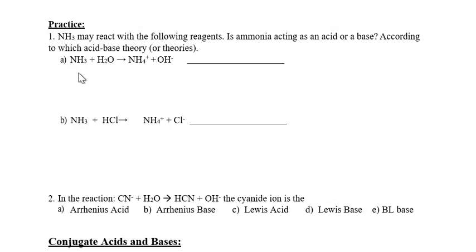Ammonia combines with water. According to the Arrhenius theory, anything that increases the hydroxide ion concentration in solution would be an Arrhenius base. And sure enough, we increase the hydroxide ion concentration, so we know it's an Arrhenius base. Is it also a Bronsted-Lowry base or acid? Well, the Bronsted theory says that ammonia is going to become ammonium, and it's going to accept a proton if it's the base. And sure enough, it is a base according to the Bronsted-Lowry theory as well.